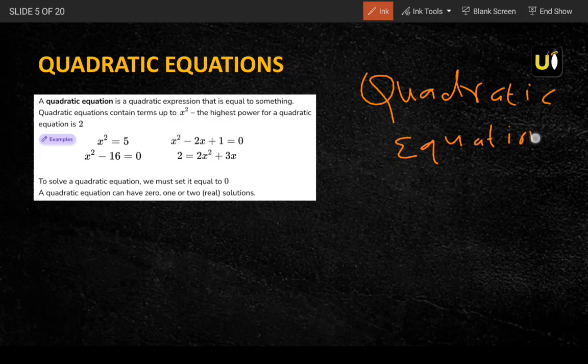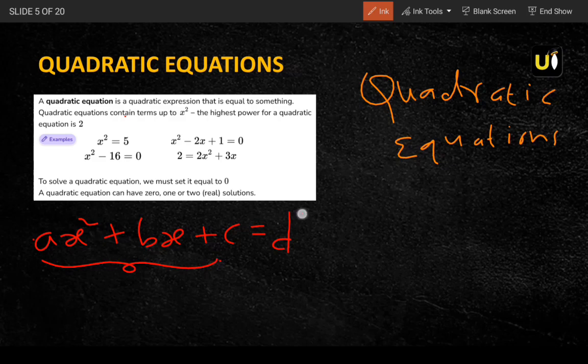The quadratic equation contains terms up to x square. As we have discussed before, x square is the highest power for a quadratic equation. Here we are given a simple example: x square is equal to 5. Here the quadratic expression is equal to 5, so this is a quadratic equation. Similarly, the remaining examples. To solve the quadratic equation, suppose we were given an equation like this, just consider x square is equal to 5.